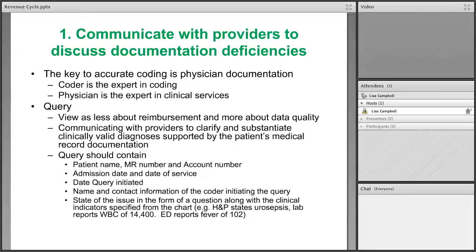When we query the provider, we're going to take the information from their medical record and we're going to state the issue in the form of a question. So we could say something like, Dr. Smith, clinical indicators from the chart were the history and physical states urosepsis. The lab report states a WBC of 14.4. In the ED, the patient reports the patient had a fever of 102. Is there a diagnosis that supports the data that has been provided? And that's just an example of how we could query the provider.